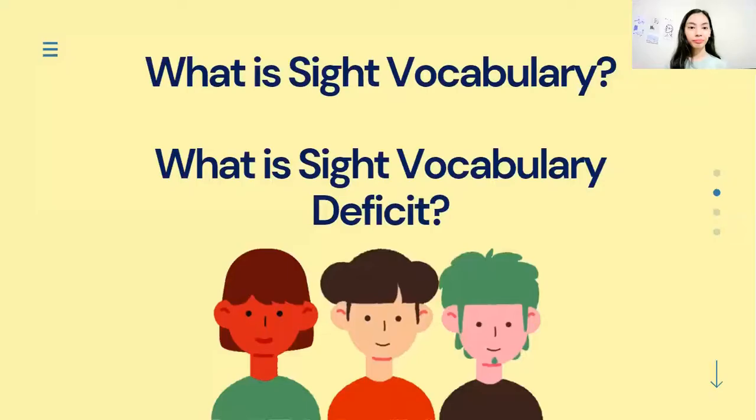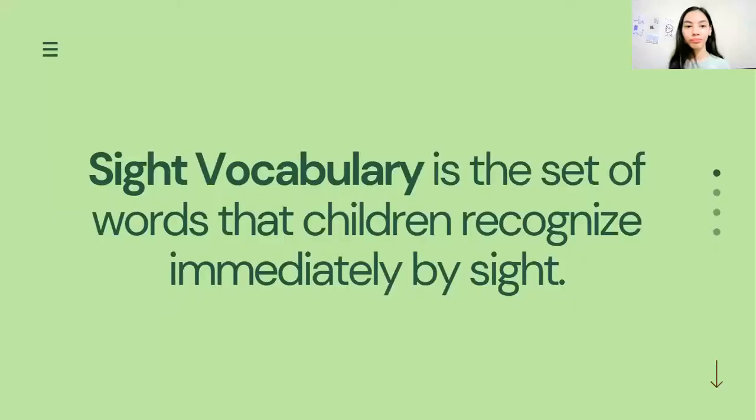I am going to present some instructions in correcting basic sight vocabulary deficit. Let me first define what is sight vocabulary and what is sight vocabulary deficit. Sight vocabulary is the set of words that children recognize immediately by sight. These are the words that only take seconds for the learners to understand. Once they see these words, they understand what those words mean right away.